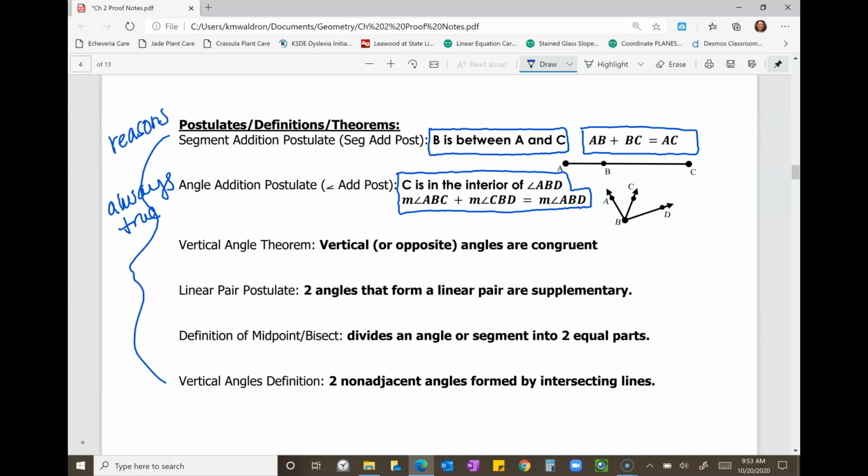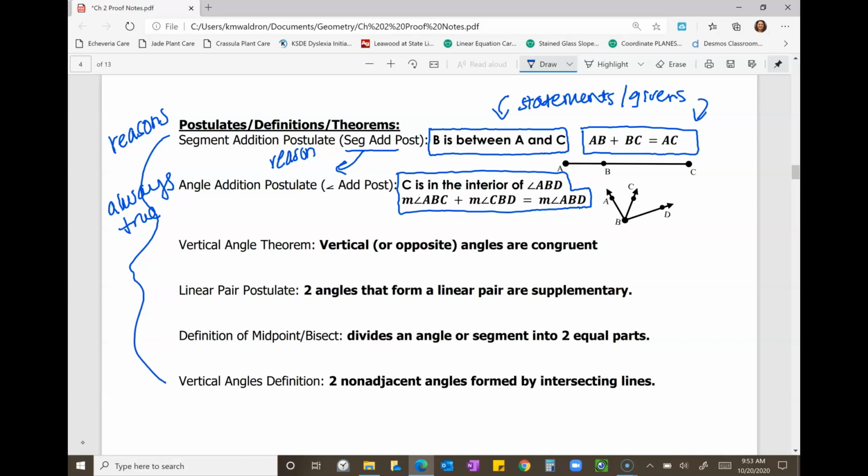Okay, so for segment addition, I boxed in these two statements. These are typically your statements or your givens for these two. So if you see this given in your statements or in your proof, then your reason is going to be this guy right here, segment addition postulate. So these are what you're looking for in your proof. So two smaller parts of a segment make the bigger part, so AB plus BC equals AC.